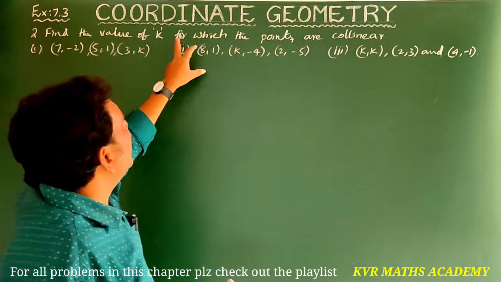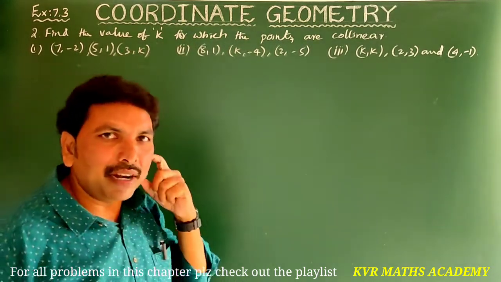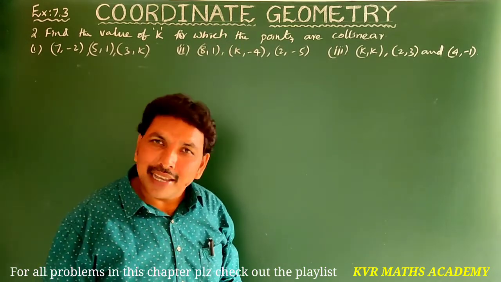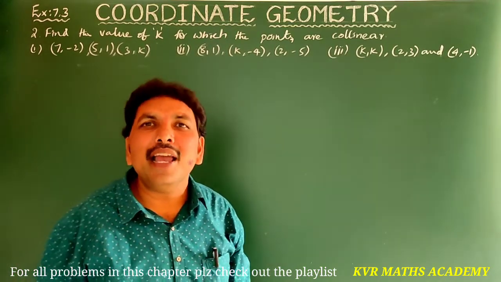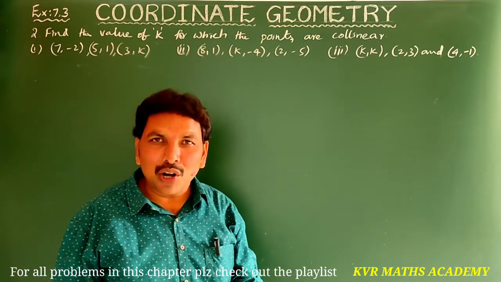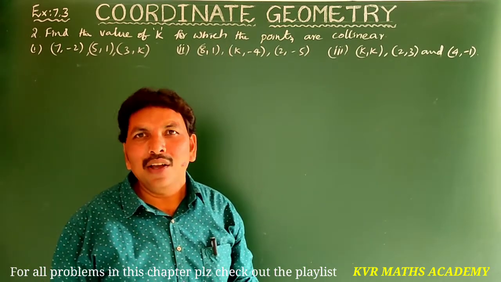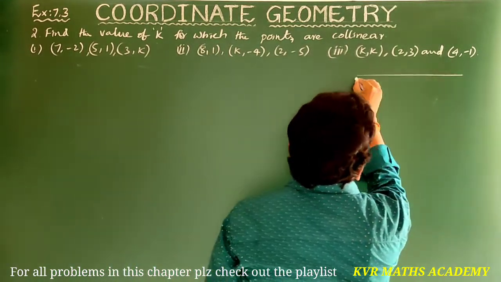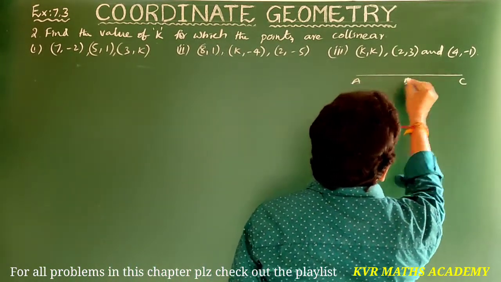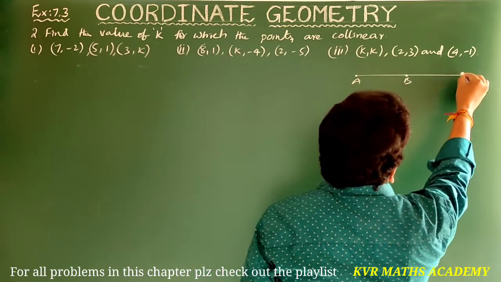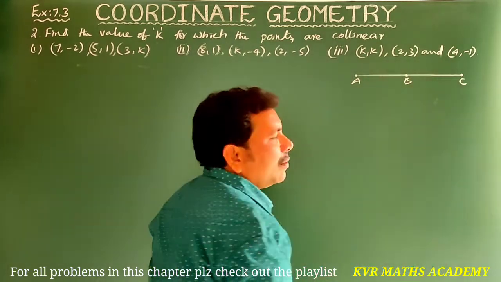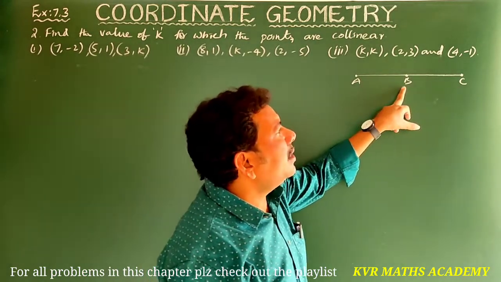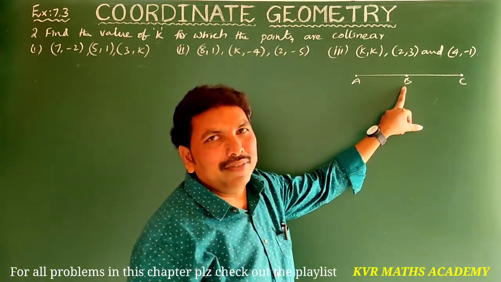Here it is clearly given that these points are collinear. What are collinear points? Points which are lying on the same line. The points which are lying on the same line are called collinear points. Look here, suppose A, B, C are the points which are lying on the same line. So that's why A, B, C are called collinear points.